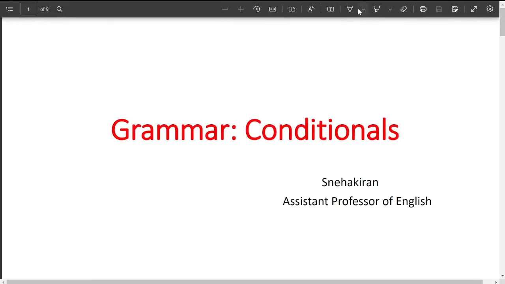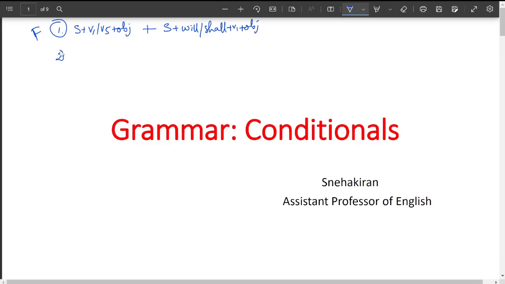The first condition is called the possible or probable condition. This condition uses the structure of subject plus V1 or V5 plus object. This is simple present, and it is connected with another clause. The clause is subject plus will or shall plus V1 plus object. This is model number 1. This is called the first clause, first condition.